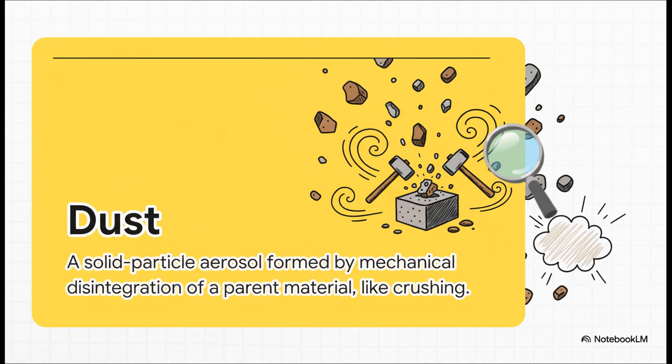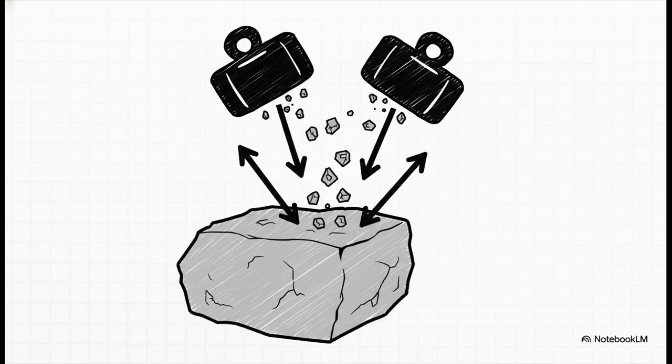Think of dust as a top-down process. You take something big, like a chunk of rock, and you crush it, grind it, or break it down into smaller bits. A perfect example is cutting granite for a countertop. That process literally rips solid, irregularly shaped particles right off the block and throws them into the air.